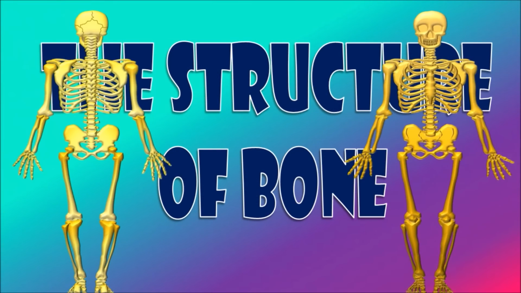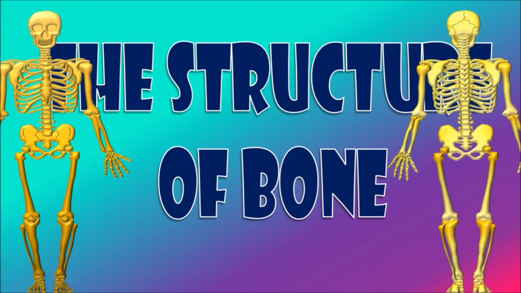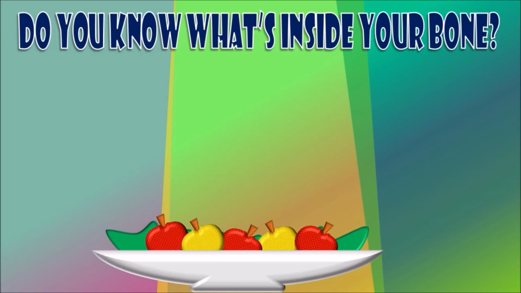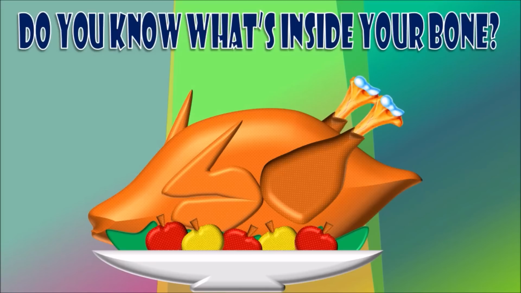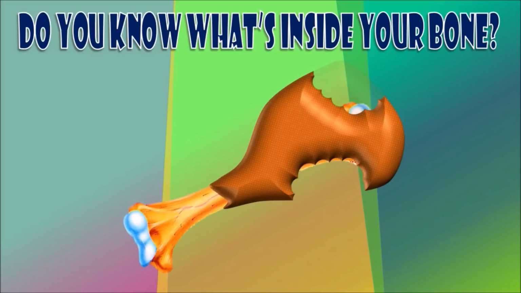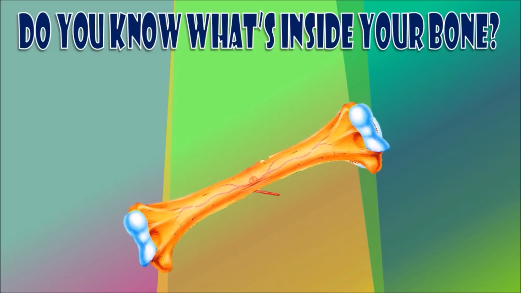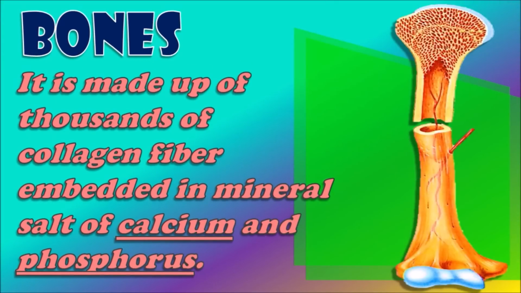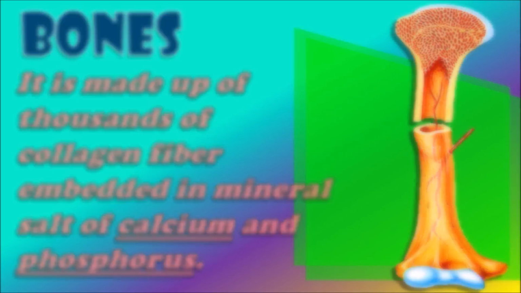Now let's go deeper into the structure of bones. Do you know what's inside your bones? Get some bones from different parts of a cooked chicken. Break the bones and observe the inner parts. Bones are made up of thousands of collagen fibers embedded in the mineral salt of calcium and phosphorus. These minerals make the bones hard and strong.